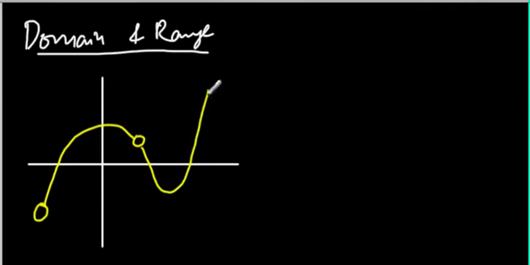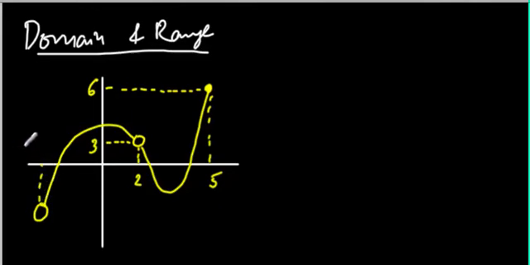Okay, so say I include that point. Say, for example, that point is 5. This point here is 6. This point here is 2. This point here is, say, 3. This point here, say, is -2. And this point here, say, is -2 as well. Okay, so the question is, what is the domain and range?